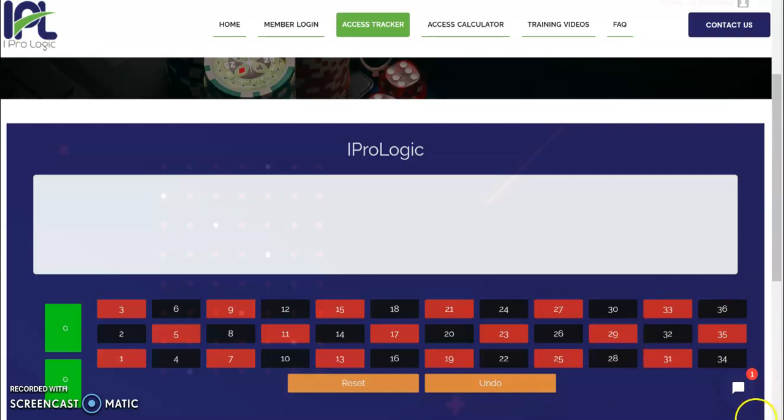If you do this right, most people are averaging anywhere between 100 to 300 a day using $1 units. Some people using 50 cents are making a few hundred a day. So it depends on your bankroll. Not everybody has a $500 or $1,000 bankroll. All right, so let's jump in and we'll set up the calculator and go from there.